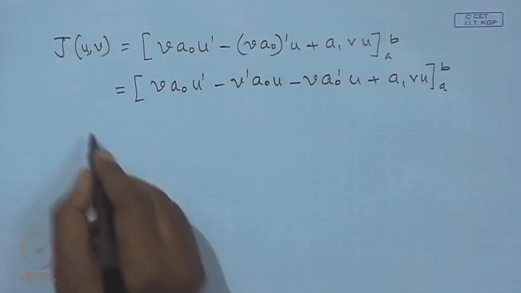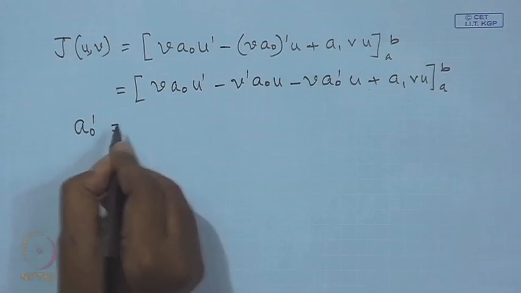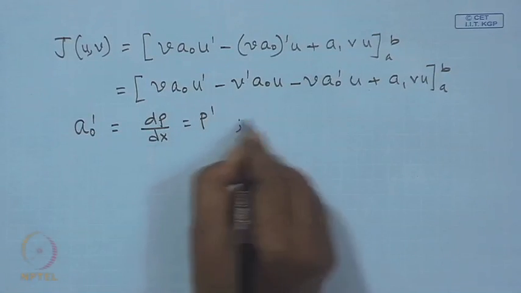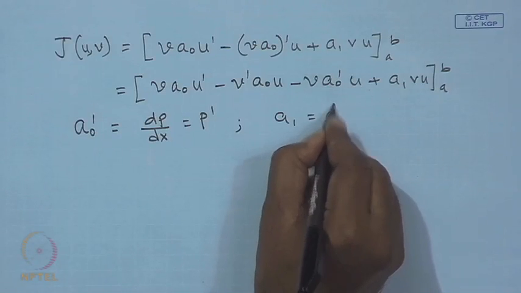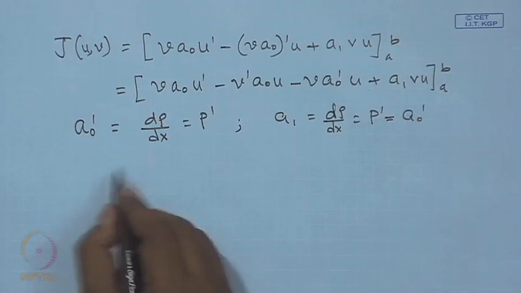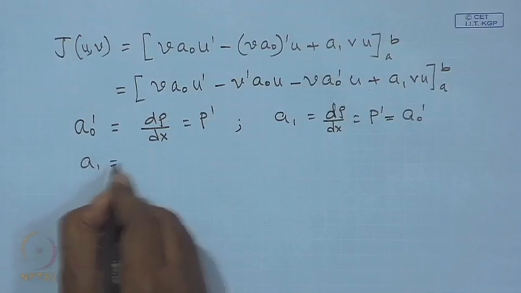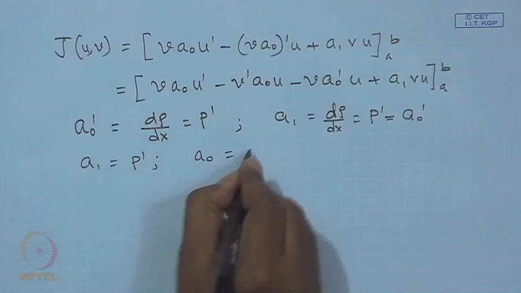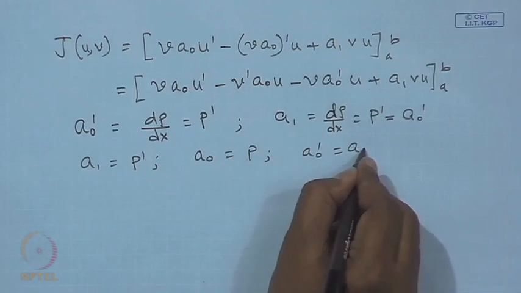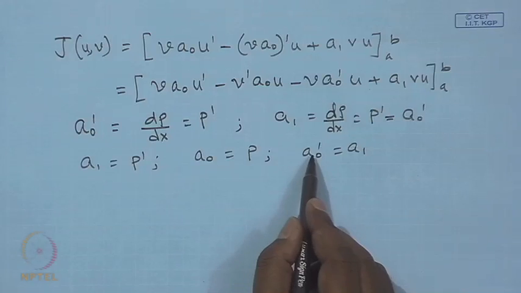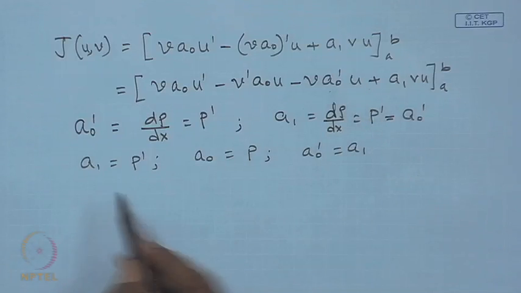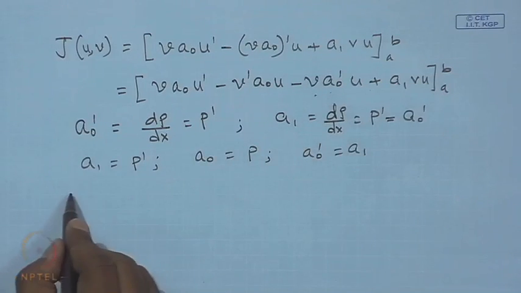to b. We have already proved earlier that a0' is dp/dx, and this is p', and a1 is nothing but dp/dx, which is equal to p', and that is equal to a0'. So, a1 is equal to p', a0 is equal to p, and a0' is equal to a1. So, since a0' is equal to a1, then the last two terms of this bilinear concomitant will vanish. They will just cancel each other.